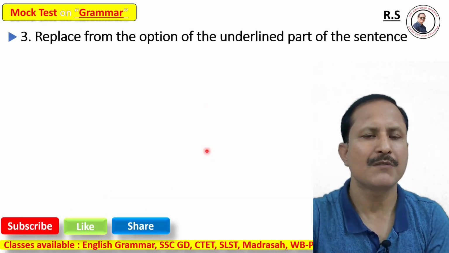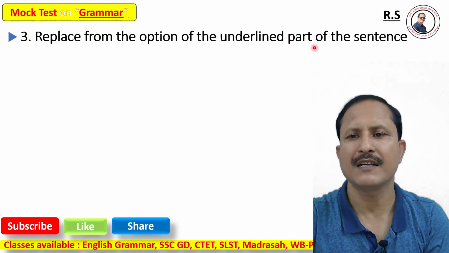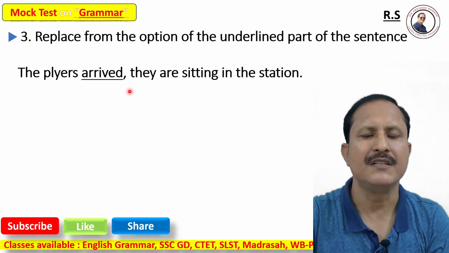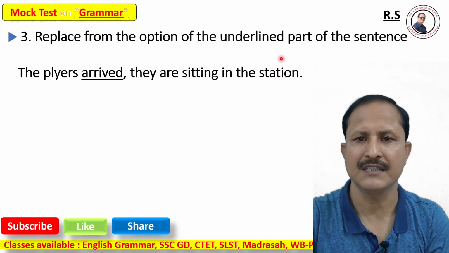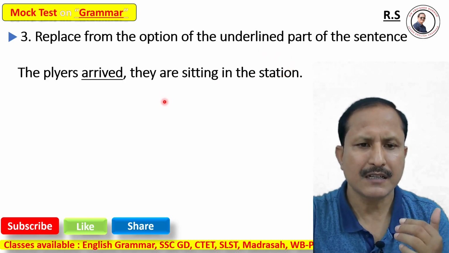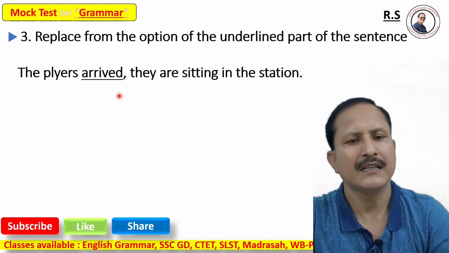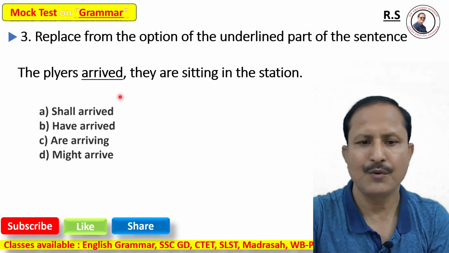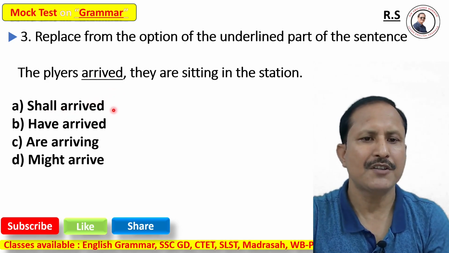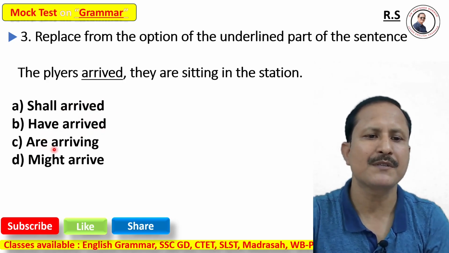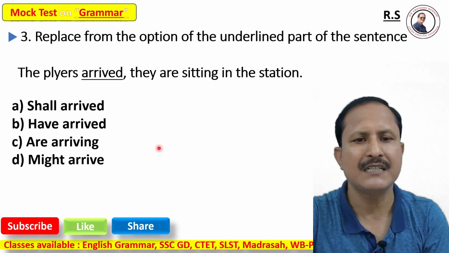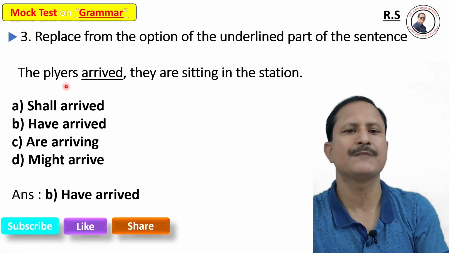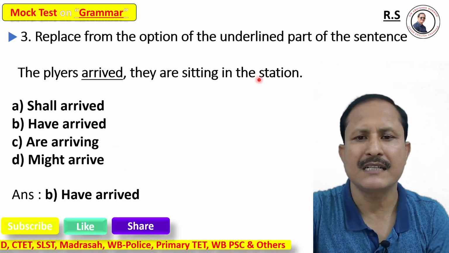Next, question number three. Replace the underlined part of the sentence. The players arrived. They are sitting in the station here. You should select the correct word that would replace the underlined word arrived. Four options. Option A, shall arrive. Option B, have arrived. Option C, are arriving. Option D, might arrive. The right answer is option B, have arrived, because the players arrived. They are sitting in the station.